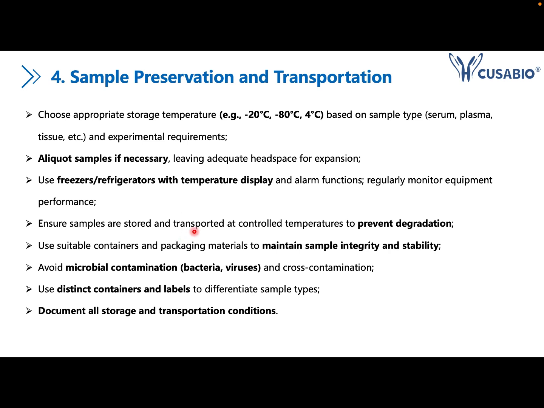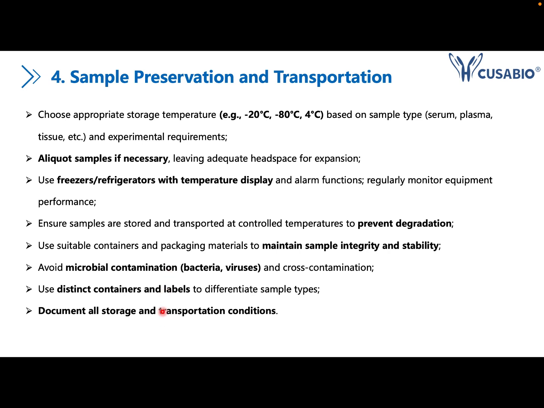Ensure that your samples are stored and transported at controlled temperature to prevent degradation. Another thing is that when you do the transportation, we want to maintain the sample integrity and stability, right? So suitable container and packaging materials will be a very good help. And then the next is contamination. Contamination usually comes from microbial contamination, like bacteria and viruses. So cross-contamination should be avoided during either the preservation or the transportation.